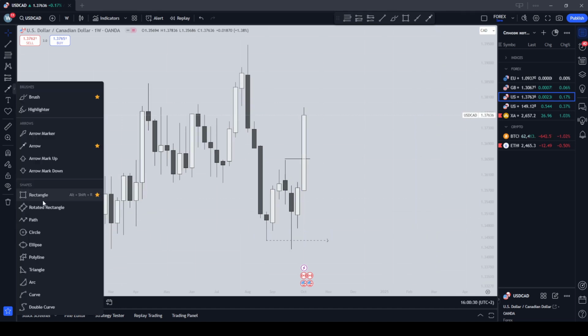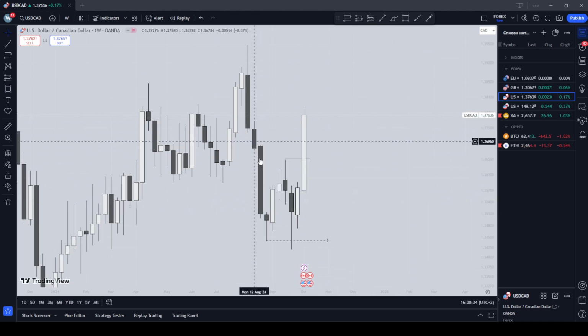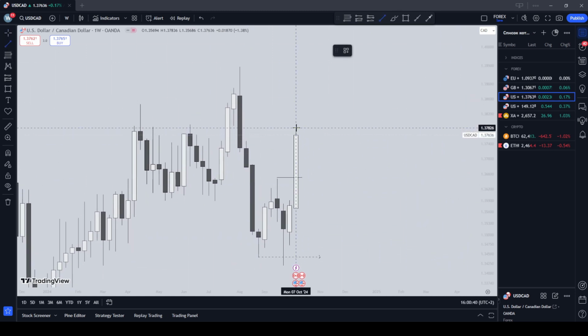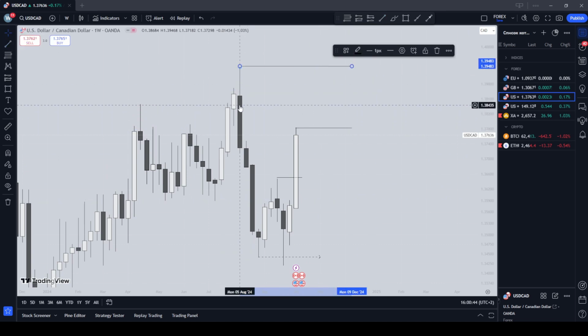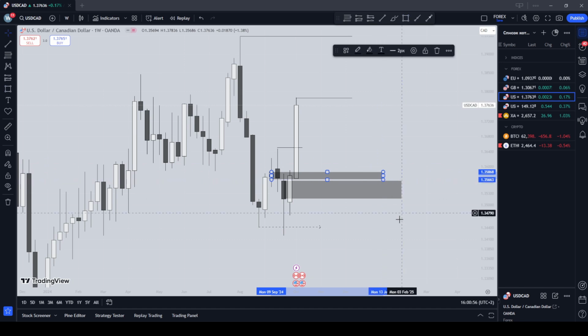Price completely ignored all short zones like these two imbalances. So the first target is previous week high and the next one is there, like August high. Possible zones for correction are this block on the weekly chart or this breaker block.